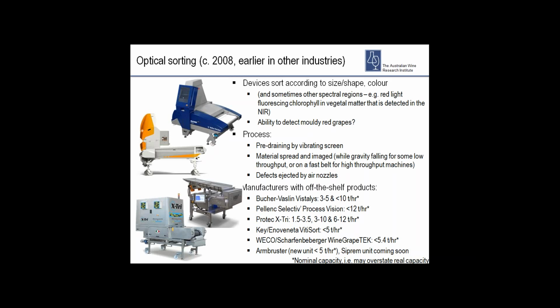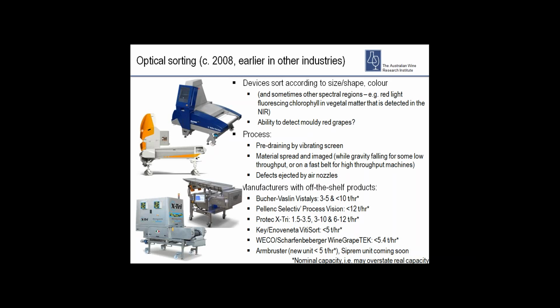The defects are then ejected by air nozzles. So basically, across the width of the device, there's maybe 100 different little nozzles, which can be controlled independently to reject the bits that have been identified as defects. Optical sorters can sort by size and shape, and also by color, and sometimes also by other spectral regions.